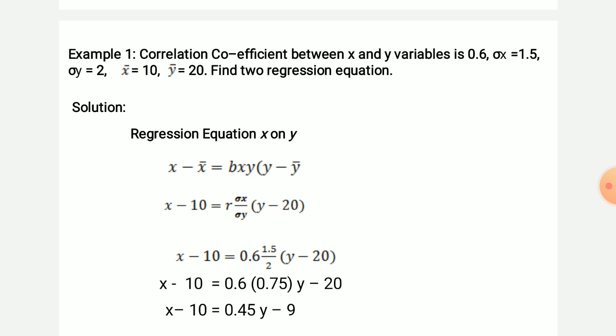So here in the first problem, the correlation coefficient between x and y variables is 0.6. Standard deviation for x, sigma x, is equal to 1.5, and standard deviation for y, sigma y, is equal to 2. x bar is equal to 10, y bar equals 20. Find the two regression equations. So here we have to find two regression equations: regression equation x on y and regression equation y on x. The regression equation x on y is explained as x minus x bar equals bxy into y minus y bar.